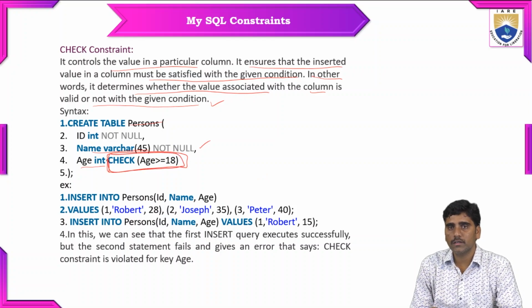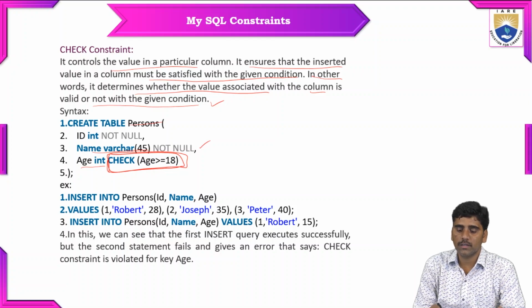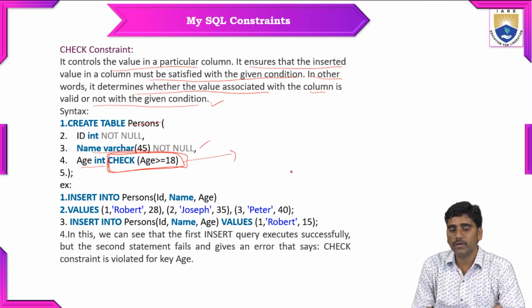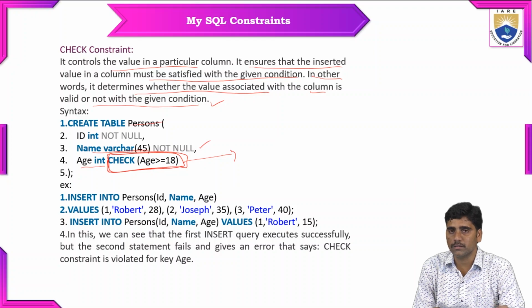Here the check constraint is applied with the condition age greater than or equal to 18. That means when you enter the column age value, it must check the value you are entering against this condition. What is the condition? Age greater than or equal to 18. So definitely you have to enter a value of at least 18.